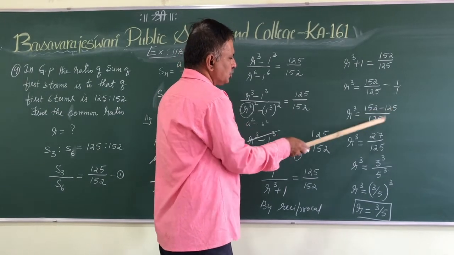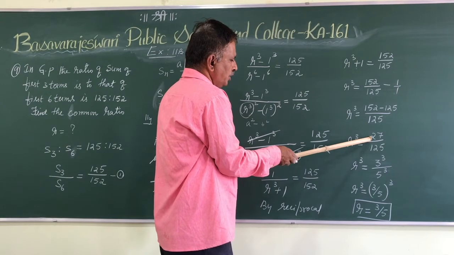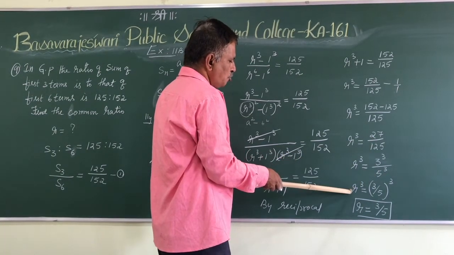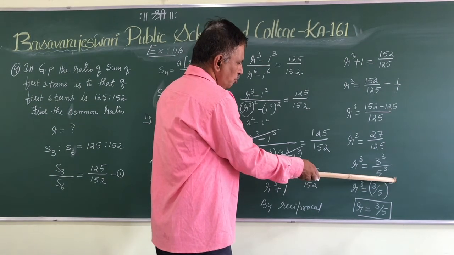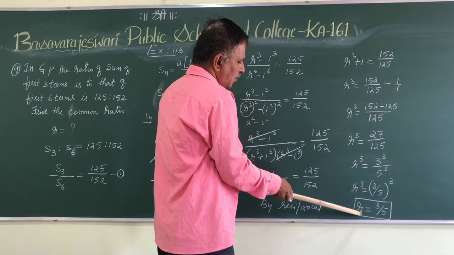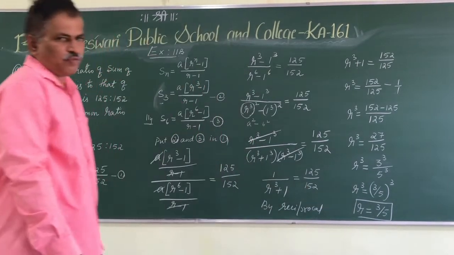So the difference of these two will give you 27. So 27 is nothing but 3 cube. 125 is nothing but 5 cube. So r cube can be written as 3 by 5 whole cube. Since the powers are equal, definitely the bases will be equal. Hence the r value will be 3 by 5. Yes, please note that.